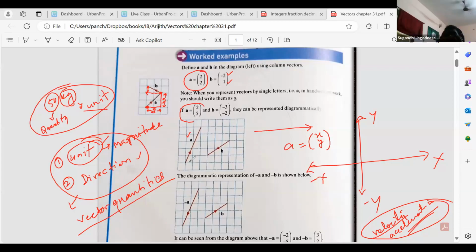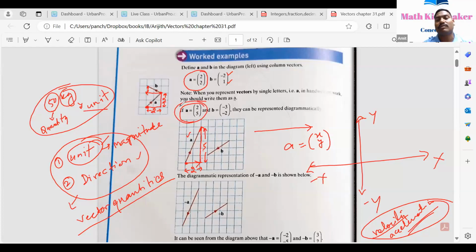So it is going from here to here. First of all, you have to see whether it is going in the positive direction or the negative direction. So it is in the positive direction. There are 2 quantities in the positive x direction, and in the y direction, 1, 2, 3, 4, 5. So there are 5 positive quantities in the y direction. So its vector representation will be A equal to (2, 5).